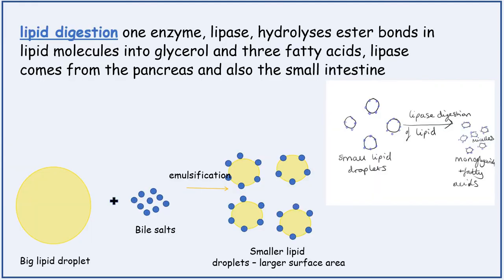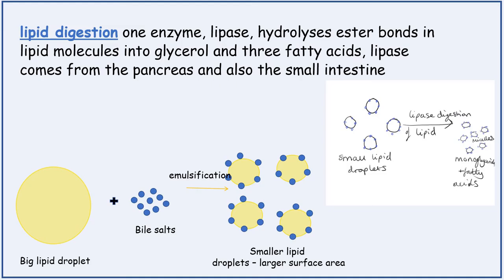Next bit is lipid digestion. One enzyme, lipase, hydrolyzes the ester bonds in the lipid molecules into glycerol and three fatty acids. Lipase comes from the pancreas and also the small intestine.